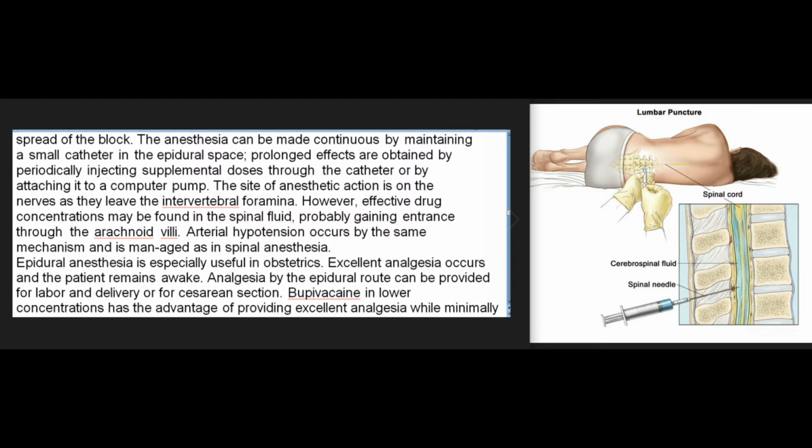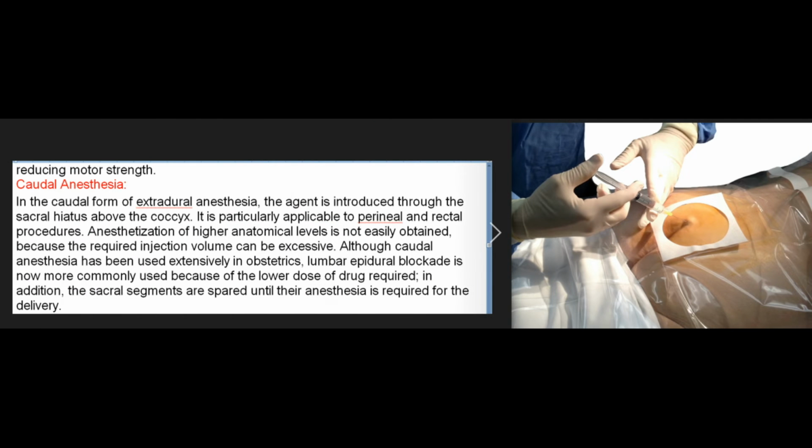Epidural anesthesia is especially useful in obstetrics. Excellent analgesia occurs and the patient remains awake. Analgesia by the epidural route can be provided for labor and delivery or for cesarean section. Bupivacaine in lower concentrations has the advantage of providing excellent analgesia while minimally reducing motor strength.